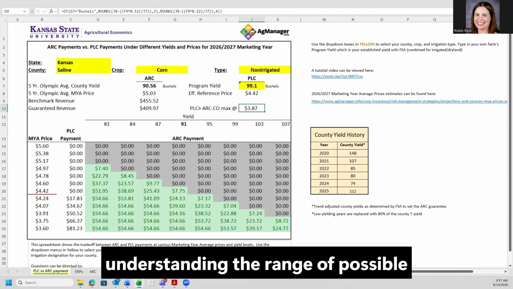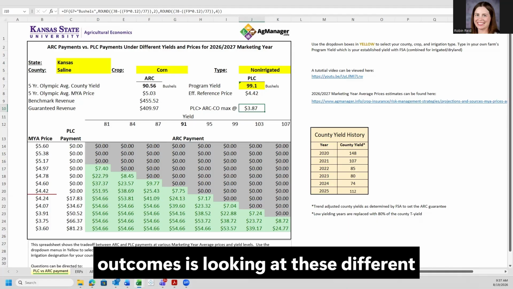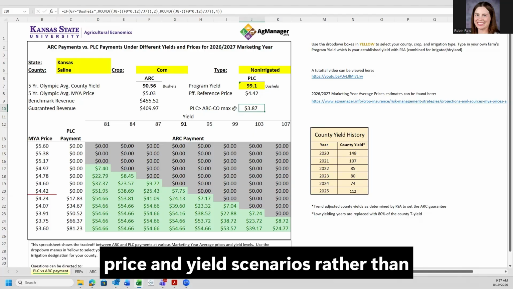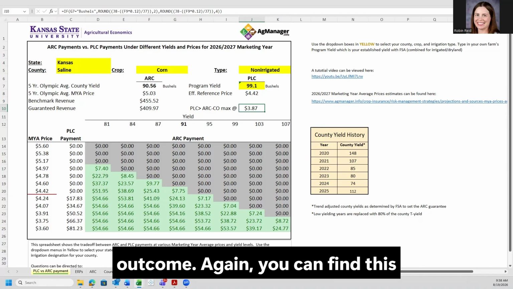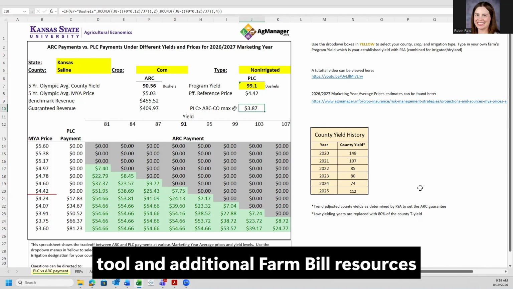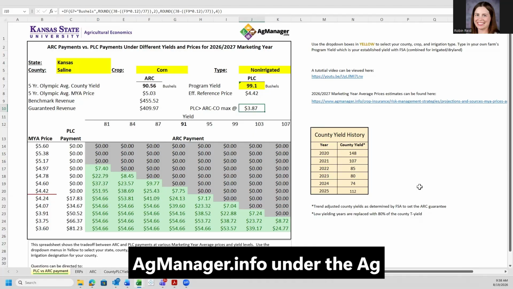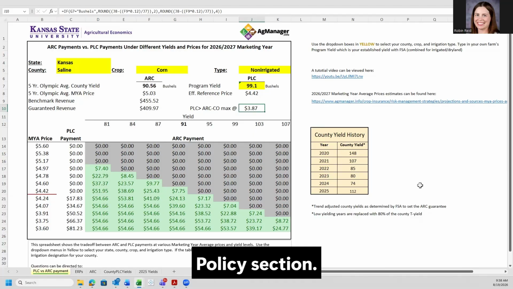The key to understanding the range of possible outcomes is looking at these different price and yield scenarios rather than focusing on one single outcome. Again, you can find this tool and additional Farm Bill resources on our website, agmanager.info, under the Ag Policy section.